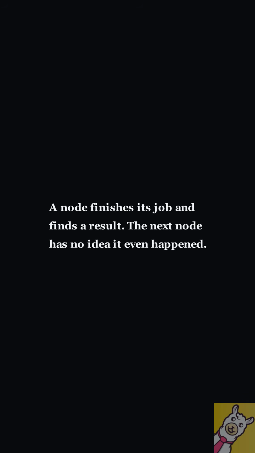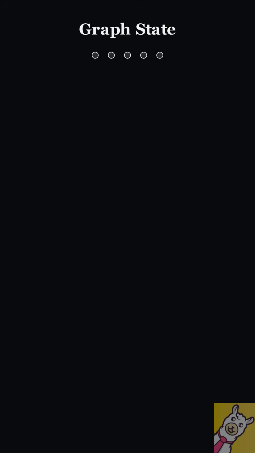A node finishes its job and finds a result, but the next node in line has no idea it even happened. This is graph state. Let's start with step 1, the gap. One node finds something useful, but the node right after it has no way of knowing that.